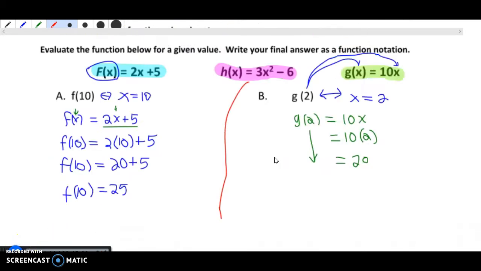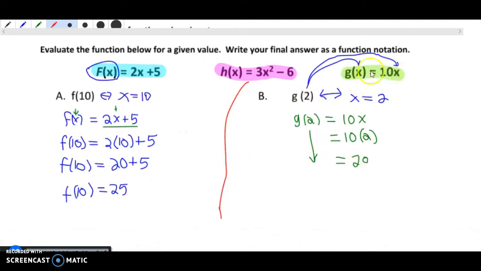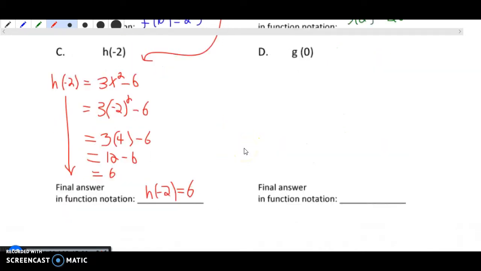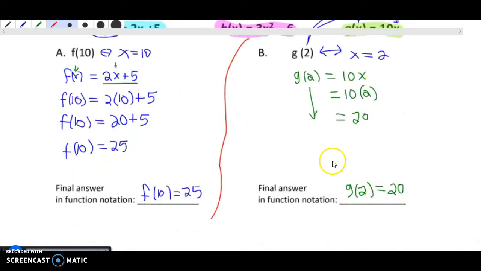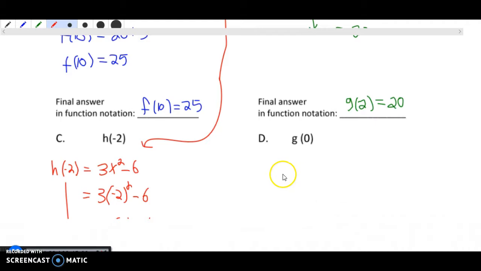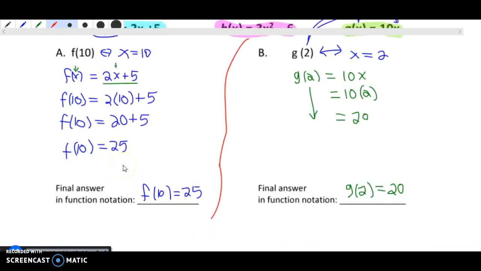Again, in this activity 3, we were given the input, which was x in this case, all the time, and we were looking for the output. And we wrote our final answer using the function notation. Now you're responsible for doing examples D, E, and F on your own. Alright, in our next video we're going to show you how to evaluate more functions given an output.